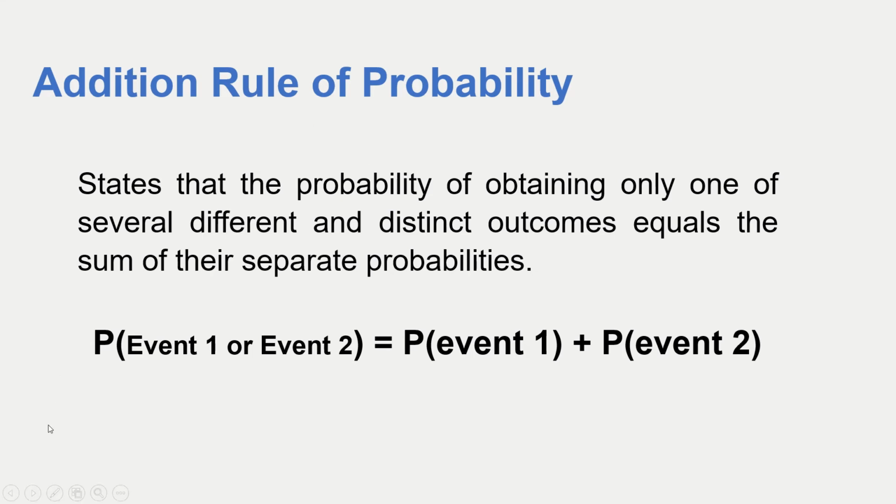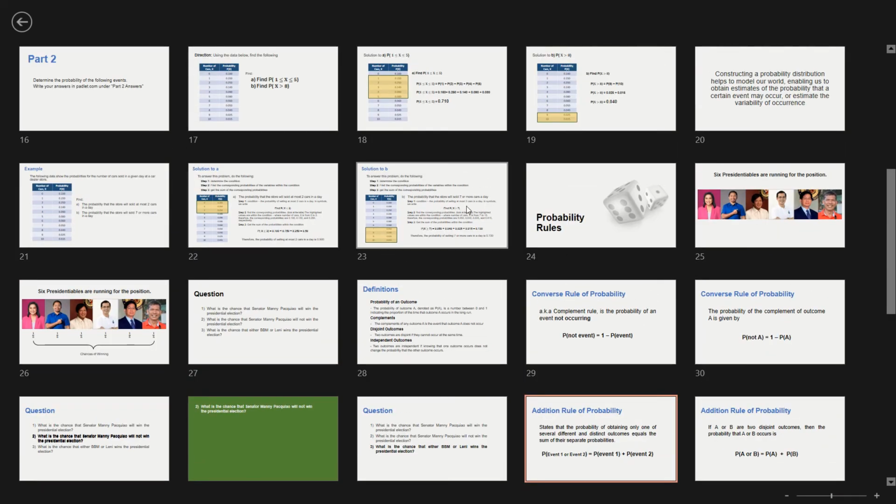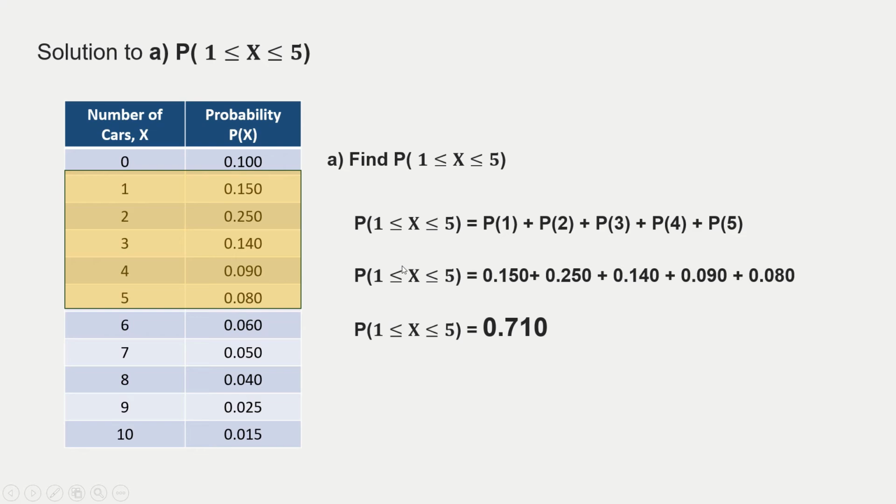So palitan ulit natin yung color. This is for disjoint outcomes. The addition rule states that the probability of obtaining only one of several different and distinct outcomes equals the sum of their separate probabilities. Kung makikita nyo, pareho to yung ginawa natin dun sa previous examples natin sa pagbenta ng kotse. So dito, we applied the addition rule. Ibig sabihin, either of these will occur.